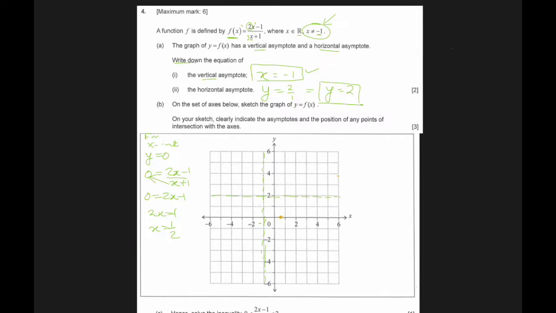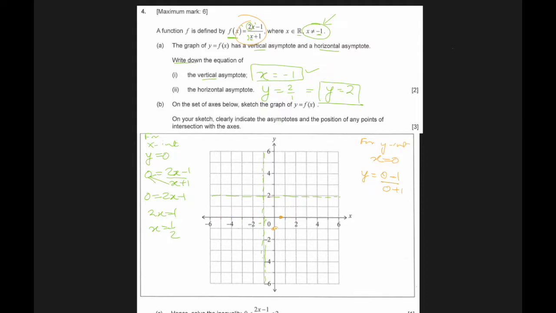What about the y-intercept? For the y-intercept, x is 0. So in this main equation, let's put x equal to 0. So y, which is f(x), equal to 2 times 0 minus 1, over 0 plus 1. So minus 1 divided by plus 1 is negative 1. So y is negative 1 here. This is the y-intercept.